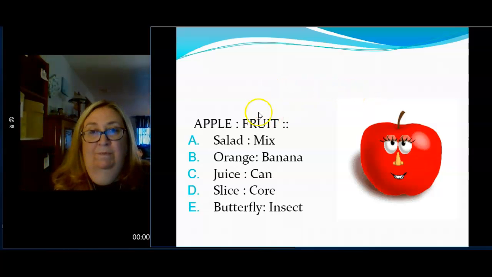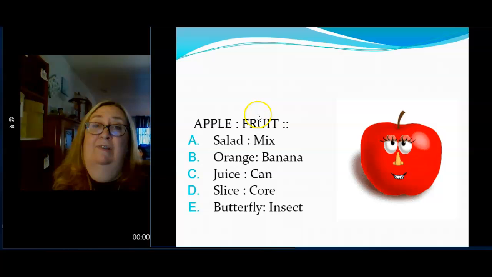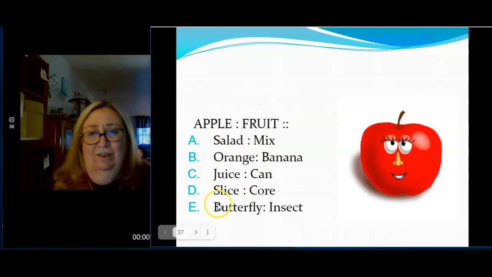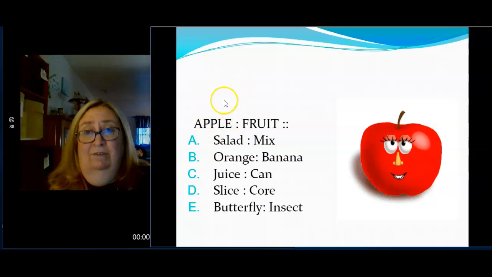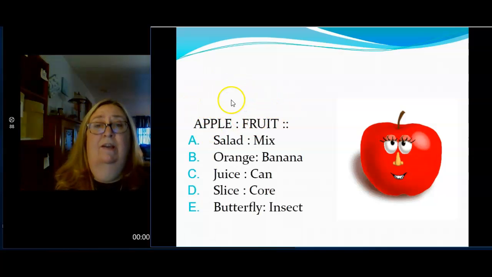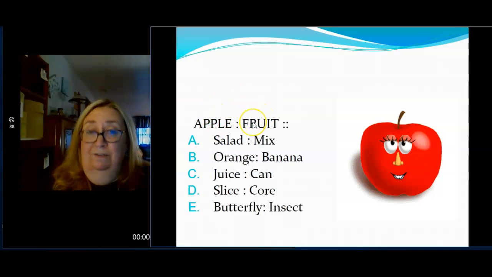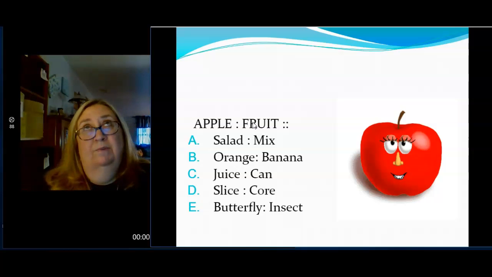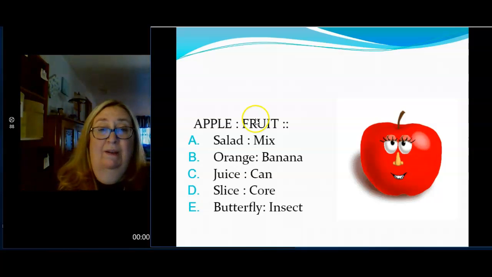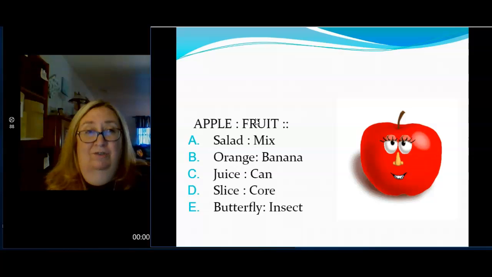Well, here's an example. We've done this one. Apple is to fruit. Now, I could look at all these and that's great, but before I do that, I need to figure out this relationship first and foremost. So how is apple related to fruit? Well, apple is a kind of fruit. Okay, so it's a type or category relationship. So let's look at all these answer choices and try them out.